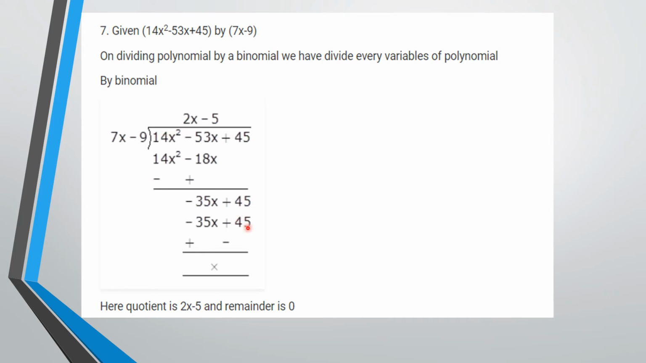9 5s are 45. By change of sign, this gets cancelled. The quotient, the remainder becomes 0 and the quotient is 2x minus 5.